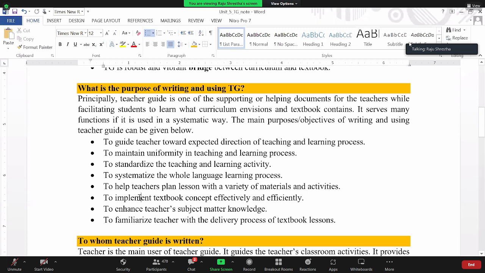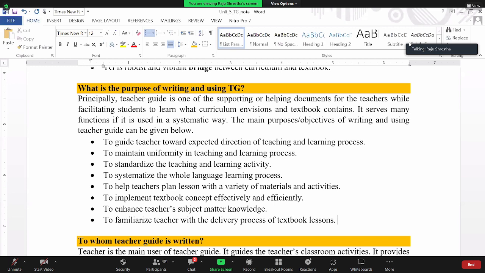So to implement the textbook concept effectively and efficiently, one thing. Then to enhance teachers' subject matter knowledge also, to familiarize teachers with the delivery process of textbook lessons, how to deliver. So teachers become familiar with the basic delivery process. कसरी deliver गर्ने होला textbook lesson भन्ने पार्टमा चाहिँ will be familiar. So enhance content knowledge, subject matter knowledge also. Implement the textbook concept effectively and efficiently. Help teachers to plan everyday lesson activities and materials.